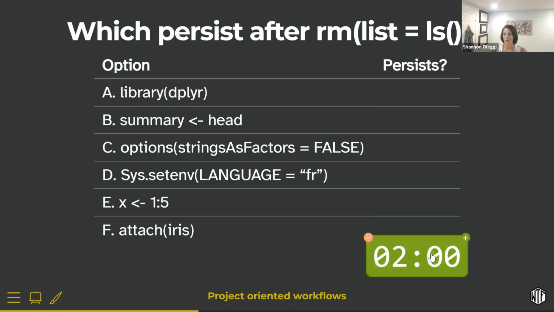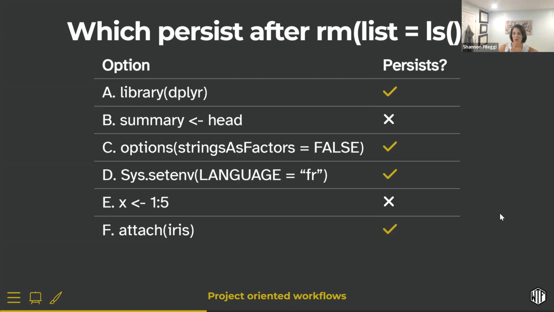All right, so I hope that made you think a little bit about what the rm function might be doing, and hopefully I also gave you a hint when I said it simply removes objects in your environment. So summary is created as an object in your environment, and the vector X is created as an object in your environment. And so when you remove these objects from your environment, no, they will not persist. So B and E are the only ones that do not persist. But everything else does persist after you execute rm.